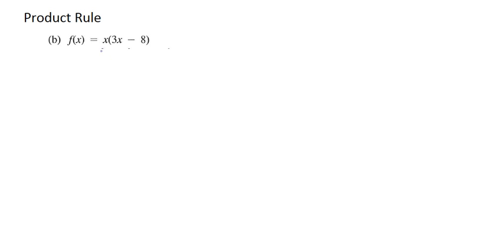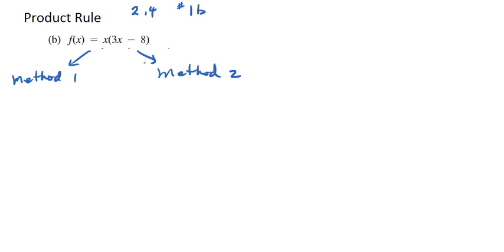Okay, and this question is 1B from 2.4. This is number 1B. And how do we do the product rule? Well, again, two ways. Let's take a look at method 1, and the product rule is method 2.